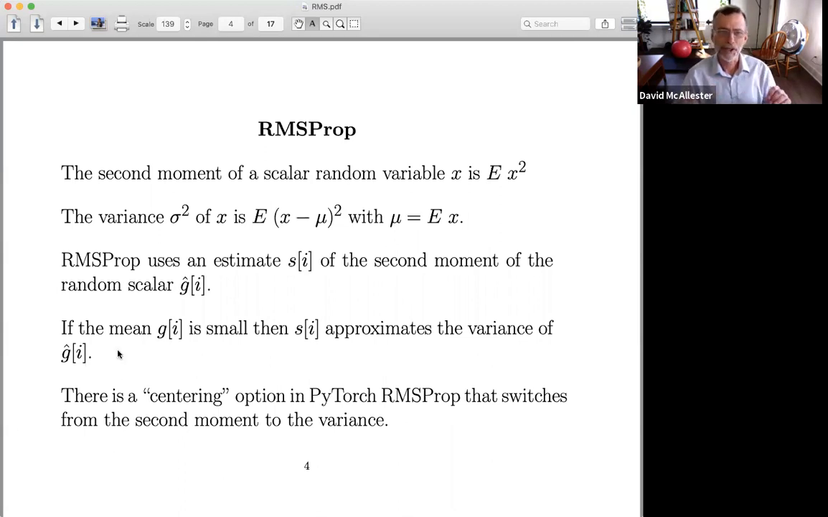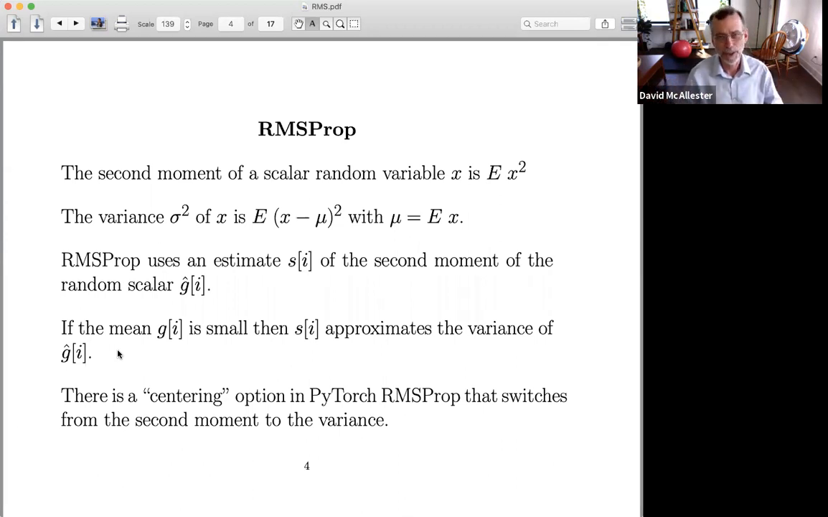If the mean is small, right? If you're near an optimum, the total gradient is going to be very small. So near an optimum, the average gradient should be 0 because you should be not moving that much. Or at an optimum, the average gradient is 0, stationary point. If the average gradient is 0, there's no difference between the second moment and the variance. So it's not clear how important this particular artifact of RMSProp is.